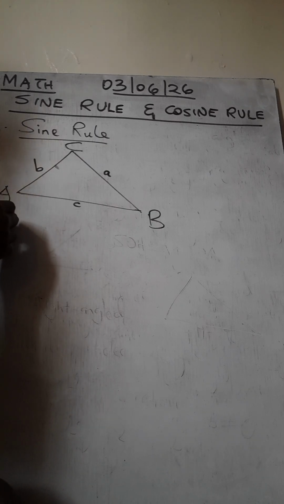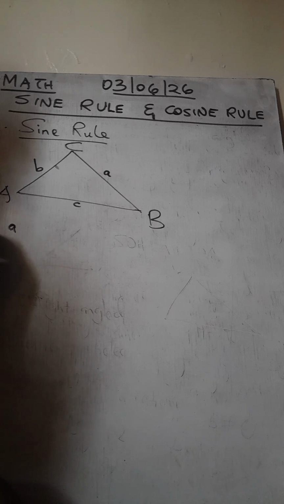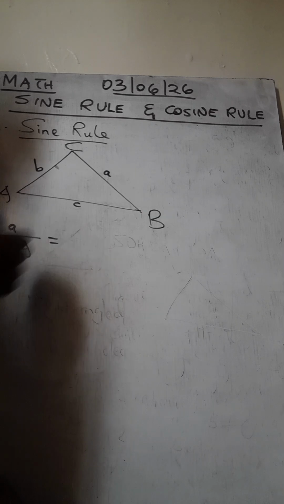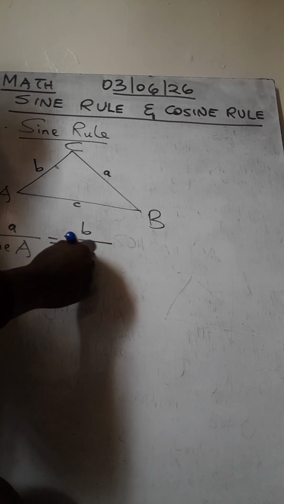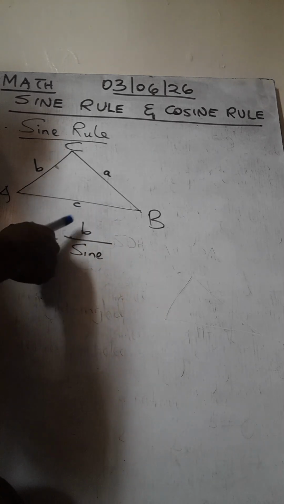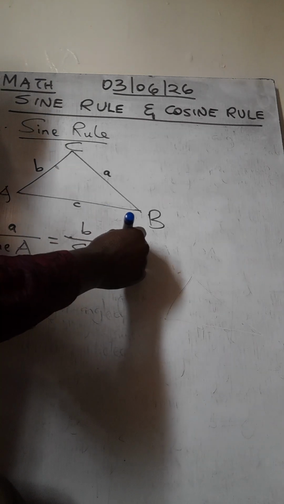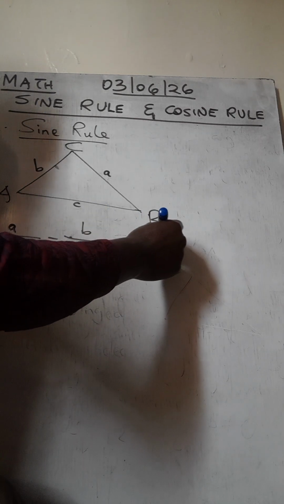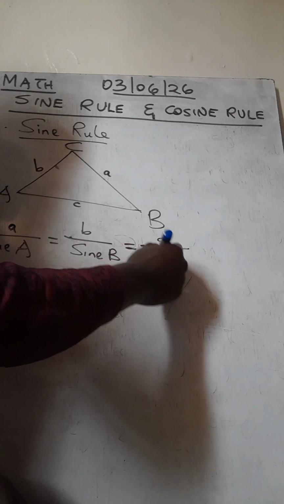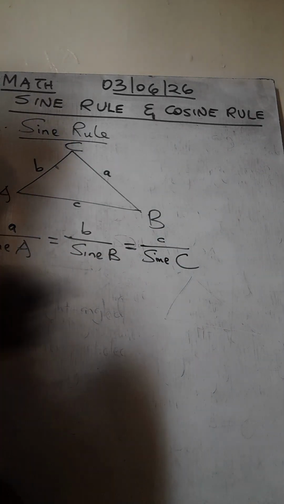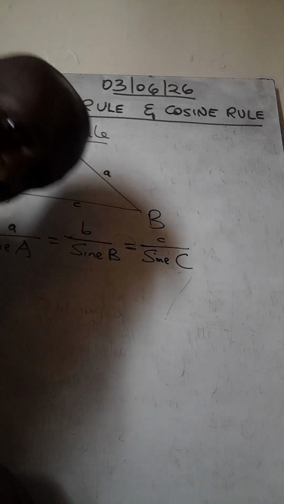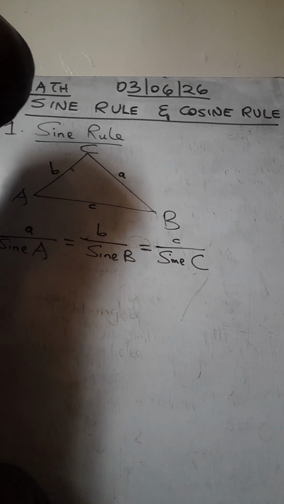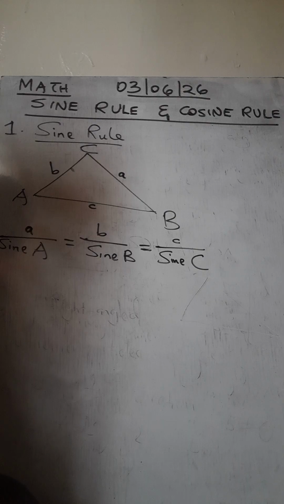So sine rule is written like this: side a over sine of angle A equals side b divided by sine of angle B. It is also equal to side c divided by sine of angle C. That is how you write down the sine rule. Hope you can see it properly.